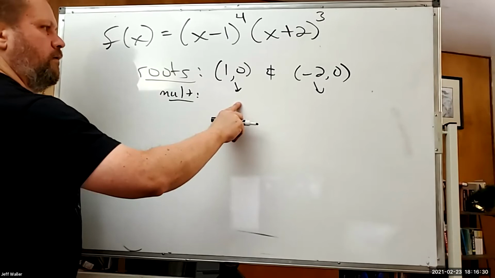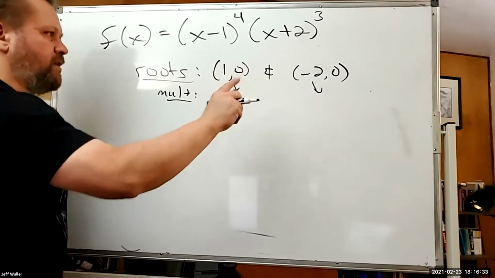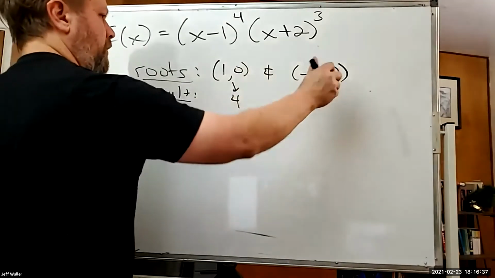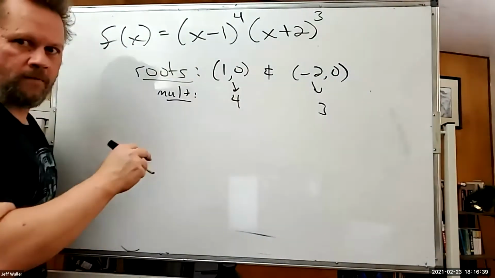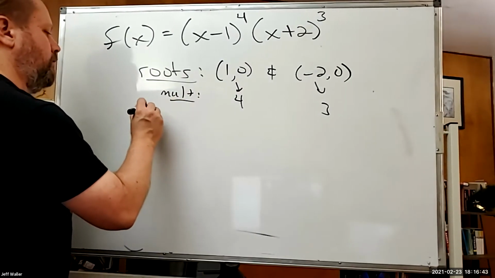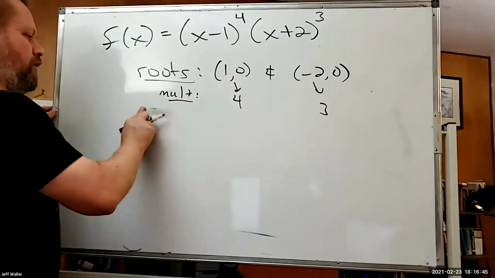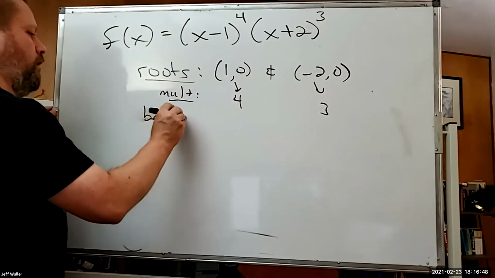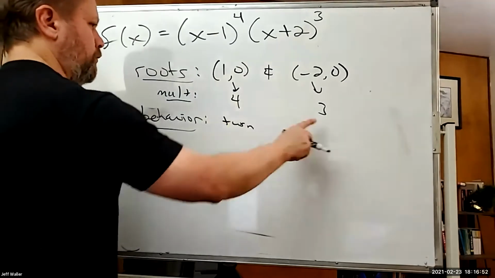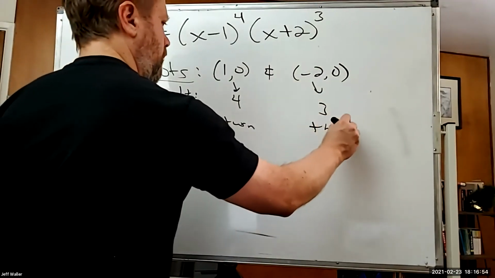1, 0 turns. Okay, that's what it does. What's the multiplicity? 4. And what's the multiplicity? 3. Right, so what does it do? Let me say it like this. Behavior at the root, like you said, this would turn and this would go through.